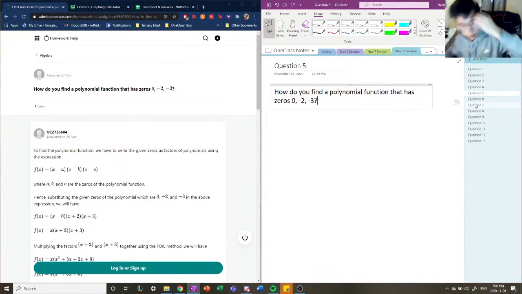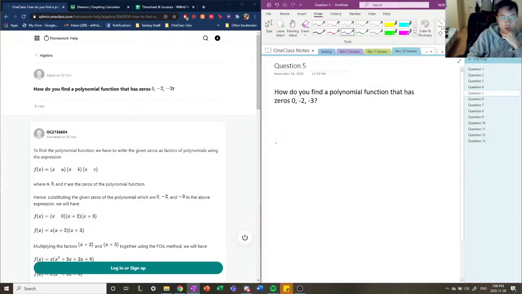Okay, so question number 5 reads, how do you find a polynomial function that has zeros 0, -2, and -3? Okay, so we just covered what a zero is. A zero is basically x-intercepts, or the solutions that make an equation equal to 0. Okay, so a polynomial function has this general form.